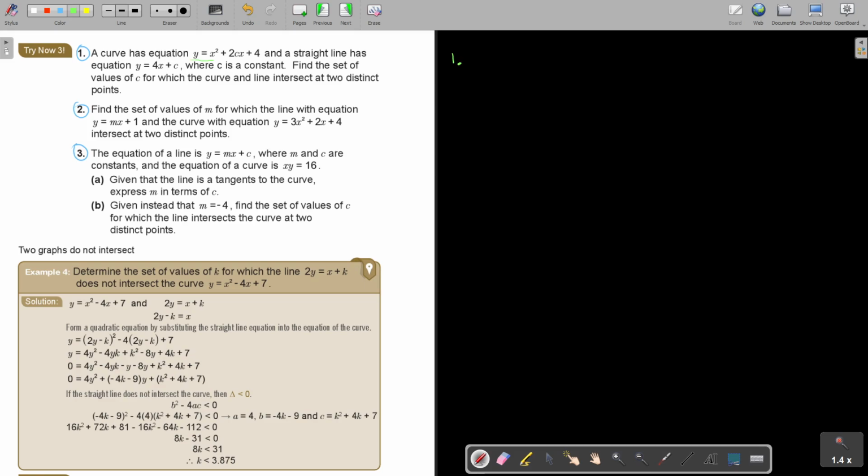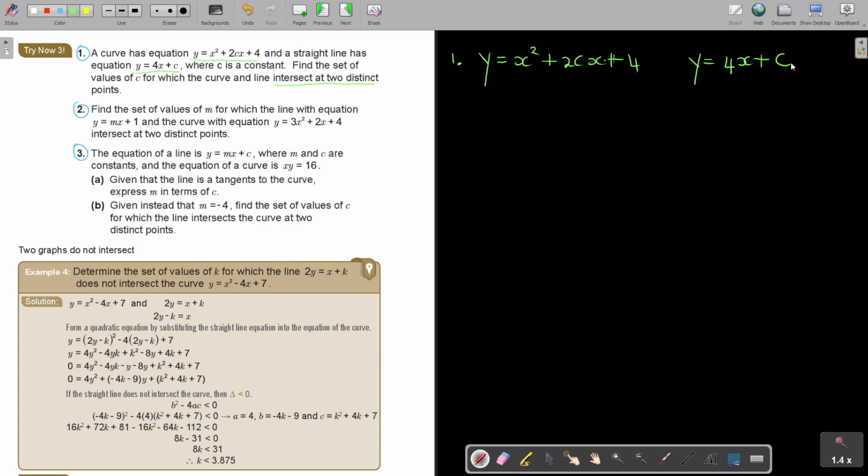A curve has this equation, so I always like to see my equations, and a straight line has this equation, where c is a constant. Let's just make that c in the correct format. Find the set of values of c for which the curve and the line intersect, here comes the word, at 2 distinct points. This is why I really think it's score marks in the exam. It's almost like a recipe, and you just follow the recipe. You're just going to write your 2 equations down. Then you're going to substitute them into each other. Then you're going to arrange it in that standard form. And then you go to the discriminant.